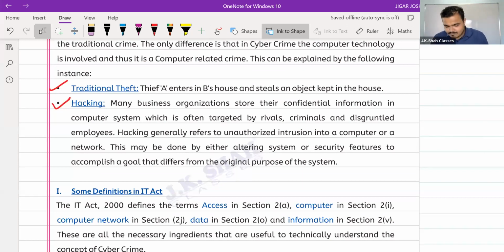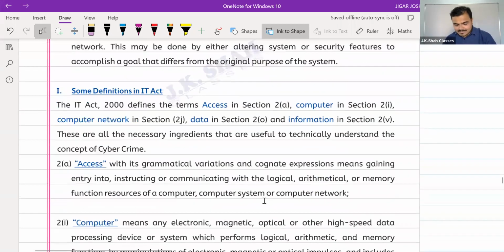Rivals refers to our enemies. Criminals and disgruntled employees means the people who left the company on bad terms and conditions. Done, people. Yes, sir. Should we concentrate? These are the definitions.